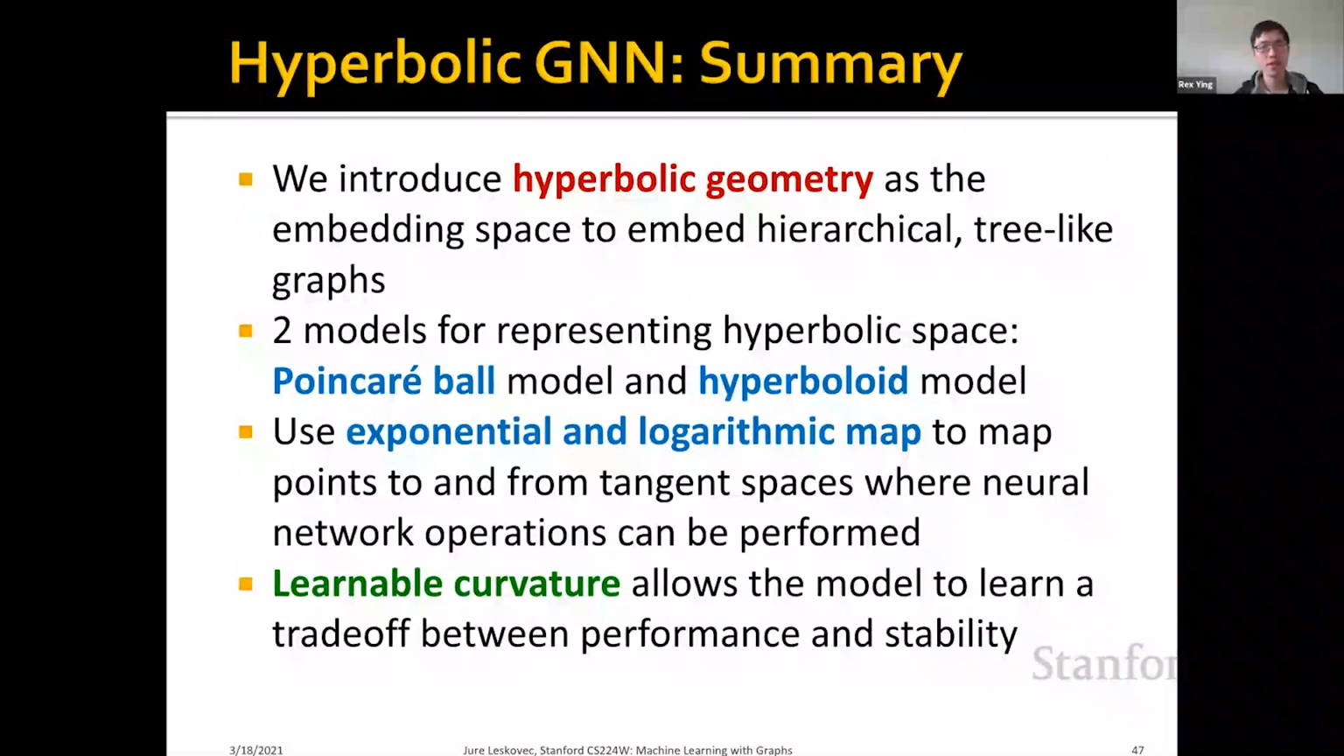Just to summarize, here we introduced hyperbolic geometry, and we have two models, the Poincare ball and the hyperboloid model, to visualize and represent the hyperbolic space as a subspace of the Euclidean space. We can use exponential and logarithmic maps to map points to and from the tangent space, which is Euclidean, where neural network operations can be performed. And finally, we show that we can use a learnable curvature at every layer of the GNN, so that we can trade off performance and stability.